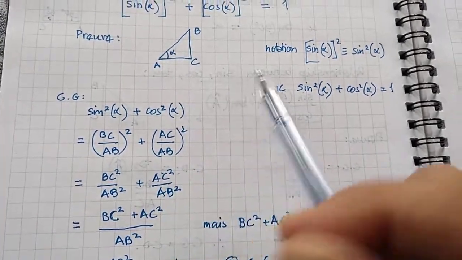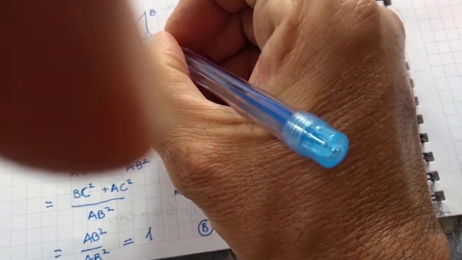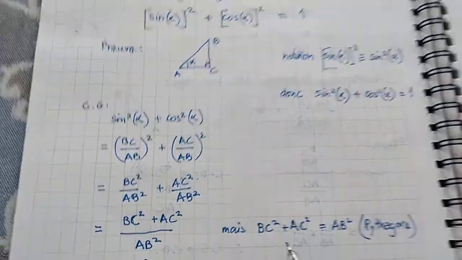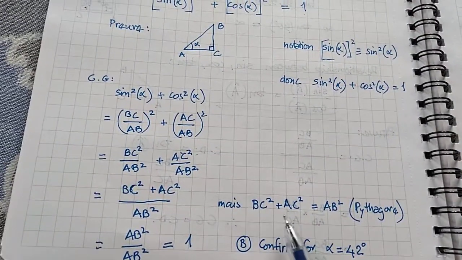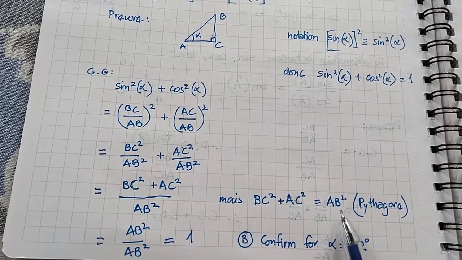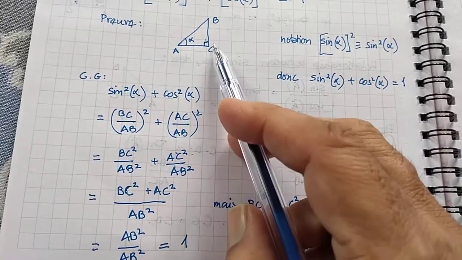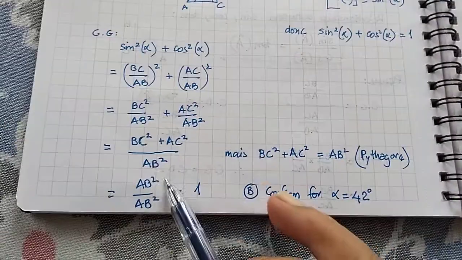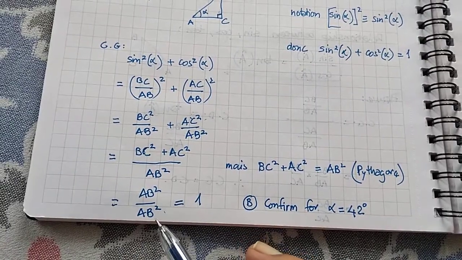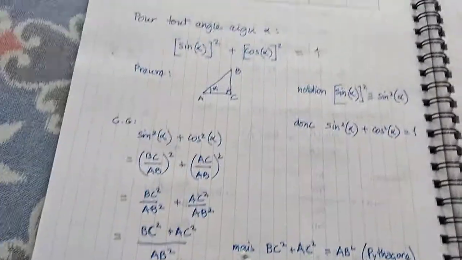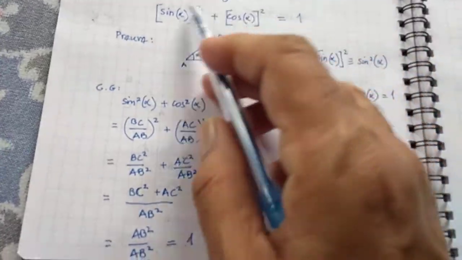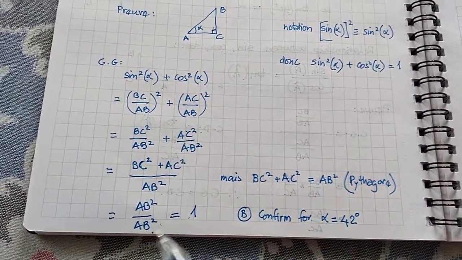But this is a right-angled triangle. So from Pythagoras we know BC² plus AC² is equal to AB². We get AB² over AB², which is equal to 1, which is our côté droit. So we have proven that this is true for all values of alpha.